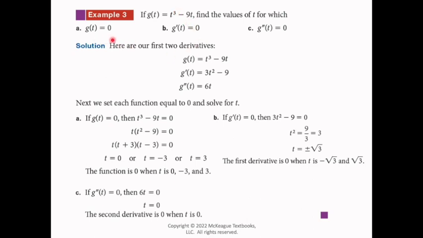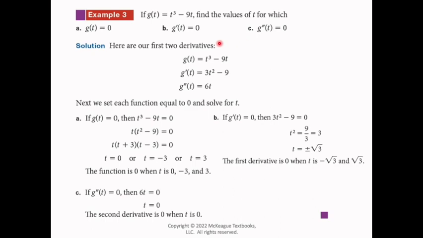In example 3, we're given a function g that's defined as t to the third minus 9t, and we're asked to find the value of t when the function is equal to 0. We're asked to find the value of t when the first derivative specifically is equal to 0. And then for part C, we're asked to find the value of t when the second derivative is equal to 0.